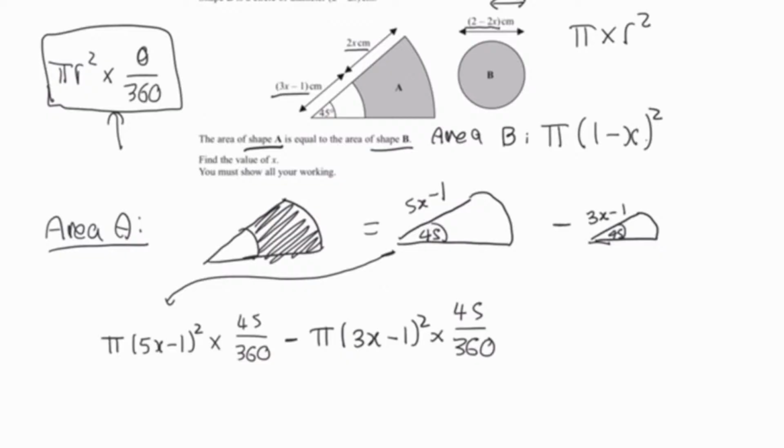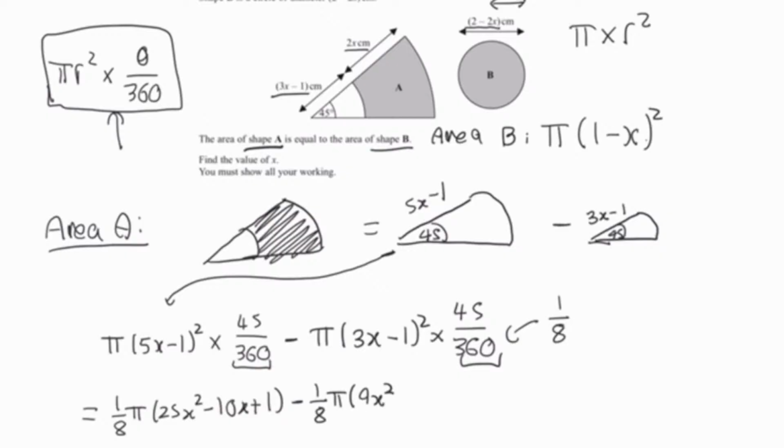But now what we need to do is just simplify this. So like I said, these simplify to 1 over 8. So we have 1 over 8 pi times 5x minus 1 squared, which we're going to expand. So that's 25x squared minus 10x plus 1. And then we have minus an 8th pi times 9x squared minus 6x plus 1. So this very long, horrible looking thing is what the area of A is equal to.